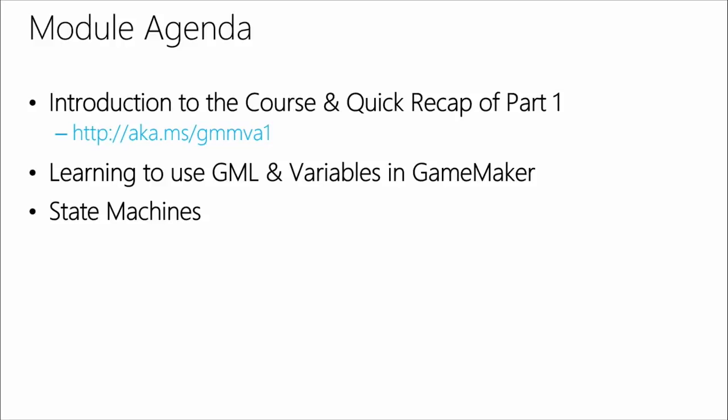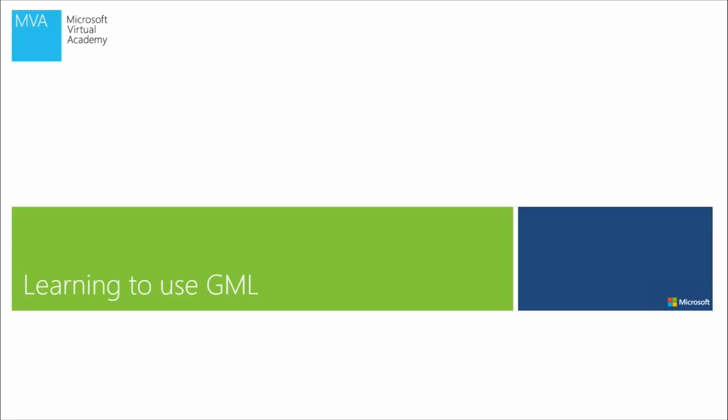And so in this one, we're going to talk about learning to use GML and variables in GameMaker. And then after that, we're going to jump into state machines. And so we want to start with learning GML.